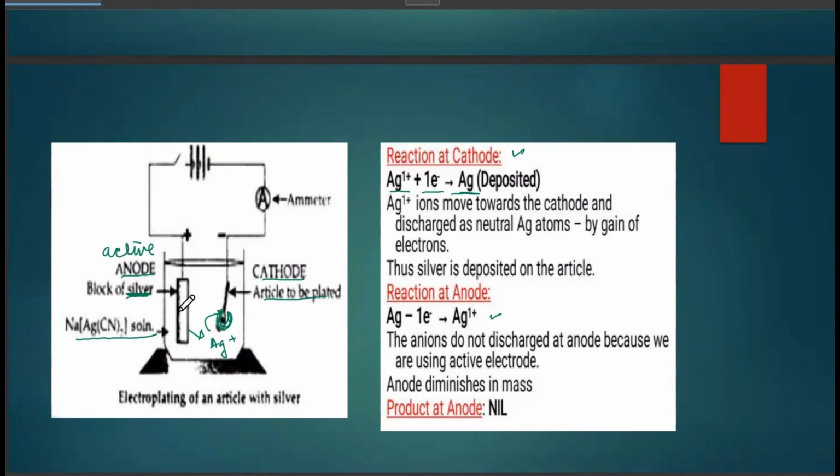Okay. And at the anode, the silver will be dissolving, leaving the electrons on the plate, and it will be moving into the electrolyte as silver ions. Okay. And the electrons will be moving from anode towards the cathode. So there is no product formed at the anode, but the deposition of silver metal over the object will take place at the cathode. So this is how the electroplating is taking place.